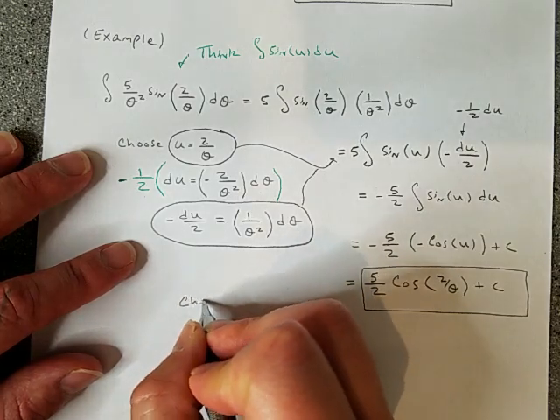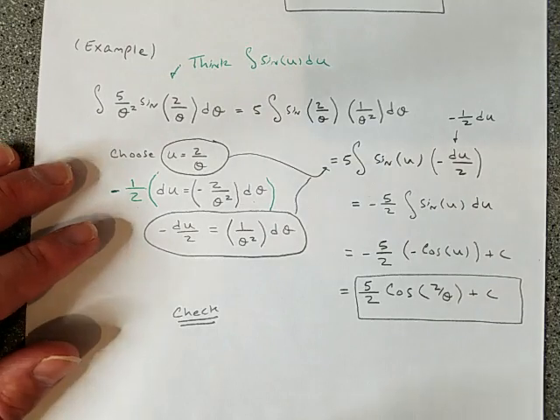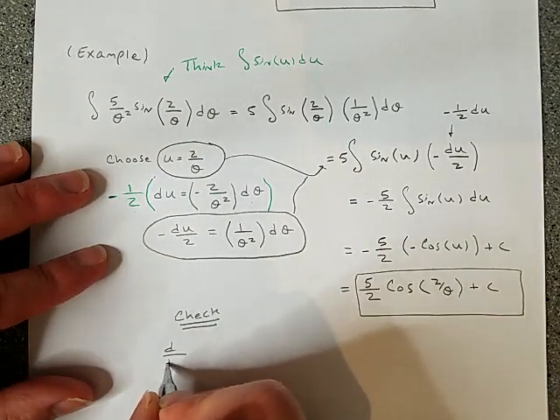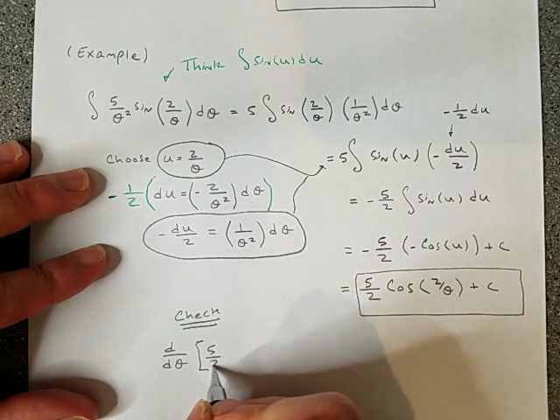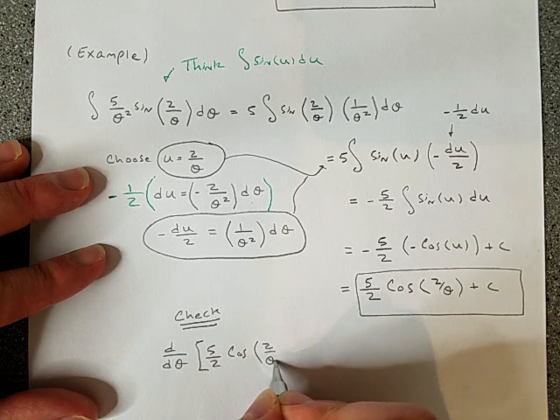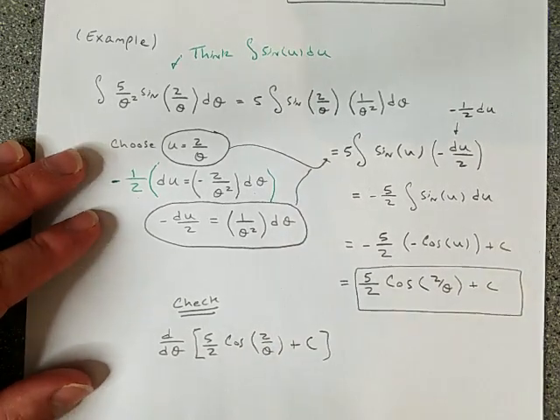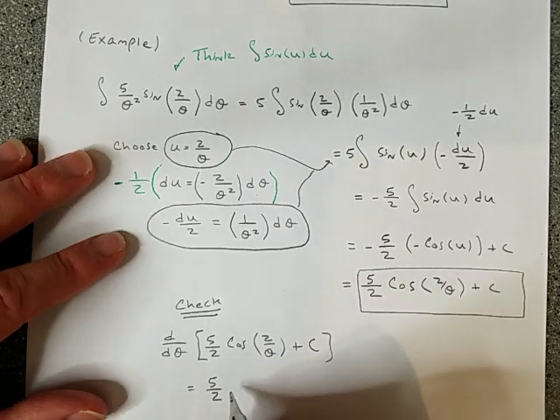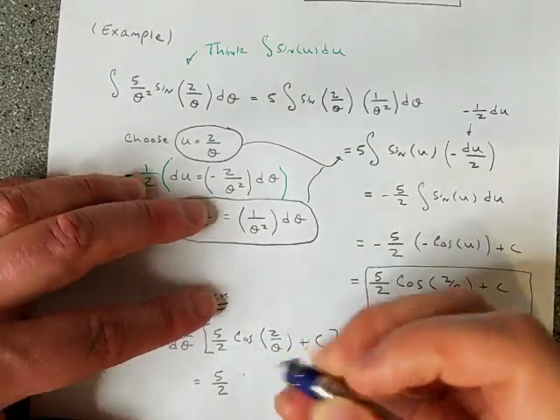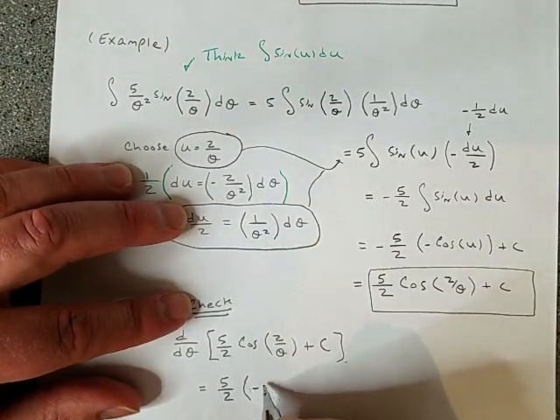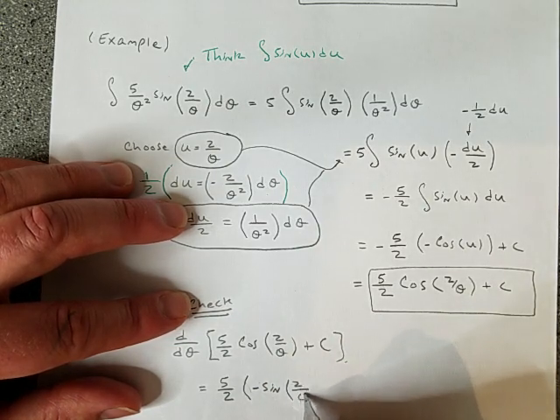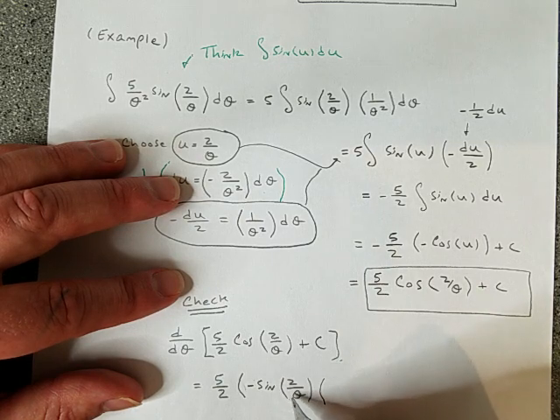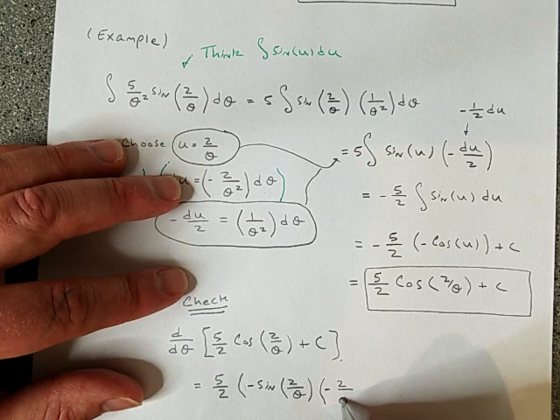Anybody who learns this, when they're first learning it, if I was taking it seriously and really trying to get good at this, I would check every problem that I did. So what's the derivative with respect to theta of the constant 5 over 2 times cosine 2 over theta plus c? Well, we carry that constant 5 over 2 down. The derivative of cosine is minus sine. So the derivative of cosine of 2 over theta is minus sine of 2 over theta. Then to complete the chain rule, I have to multiply by the derivative of 2 over theta, which is negative 2 over theta squared.